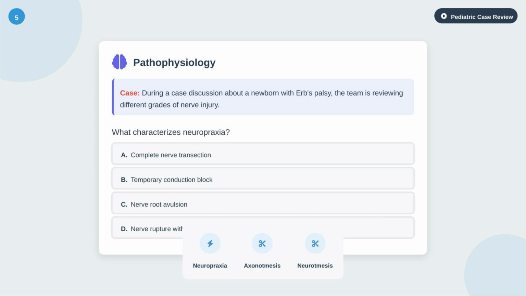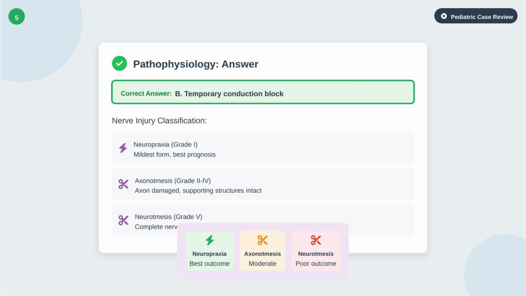During a case discussion about a newborn with Erb's palsy, the team is reviewing different grades of nerve injury. Which of the following best characterizes neuropraxia in the context of brachial plexus injuries? A. Complete nerve transection. B. Temporary conduction block. C. Nerve root avulsion. D. Nerve rupture with scar formation. The correct answer is B.